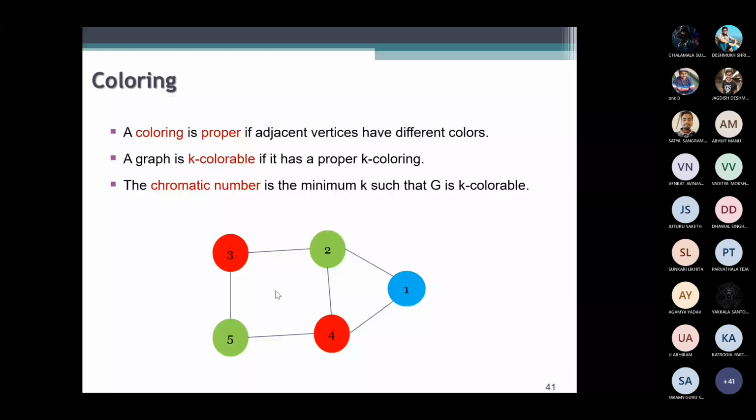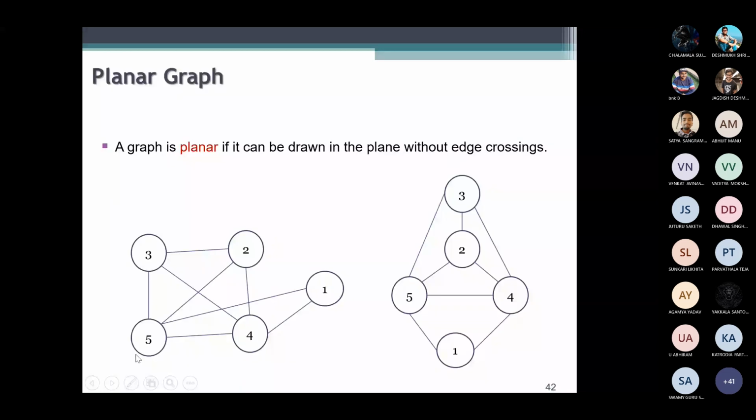Okay. A graph is called a planar graph if it can be drawn in the plane without any edge crossing. This graph is a planar graph. However, there is edge crossing here. So you should draw this graph in such a way: you bring 1 down here, and you can bring 2 inside this triangle 3 5 4. Okay, so they are both the same graph, but here there are no edge crossings. So this is a planar graph.